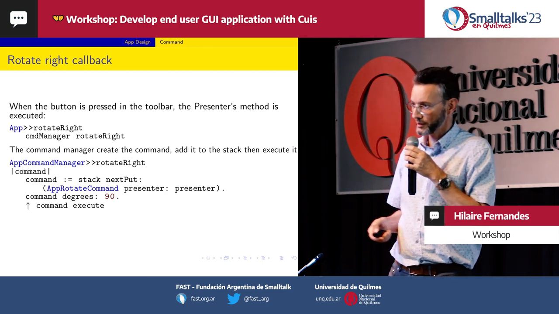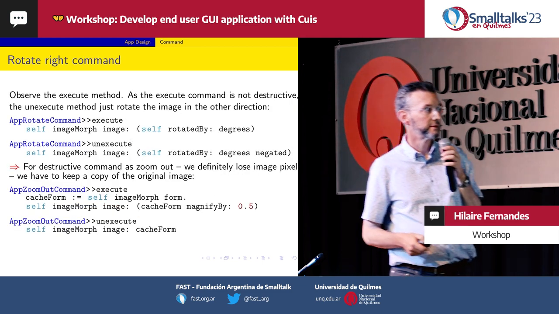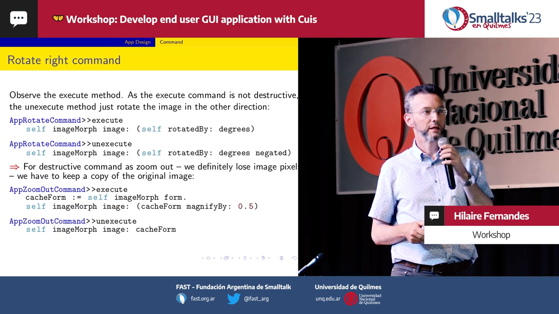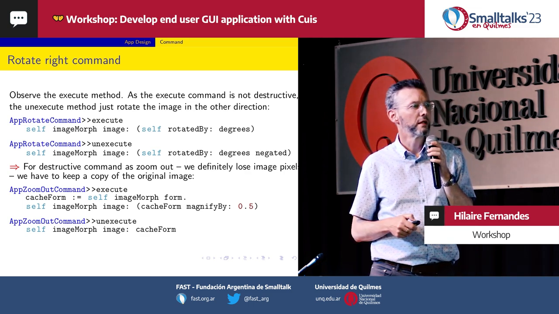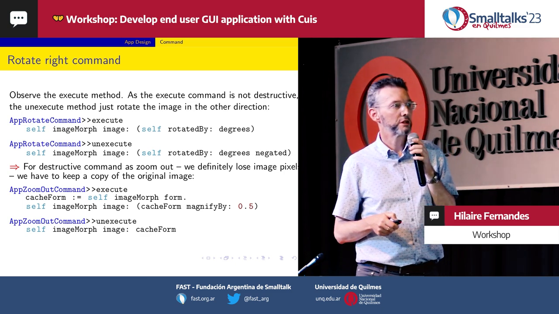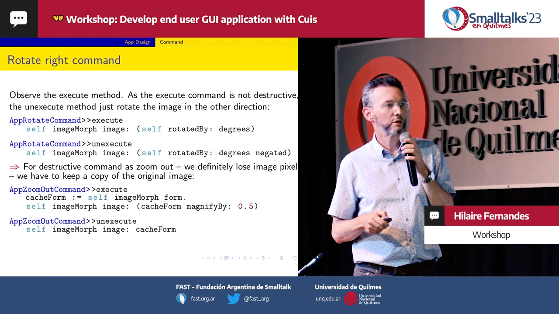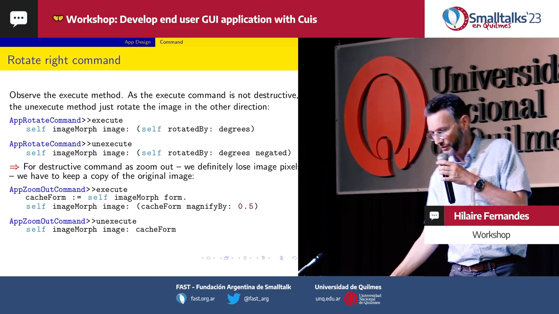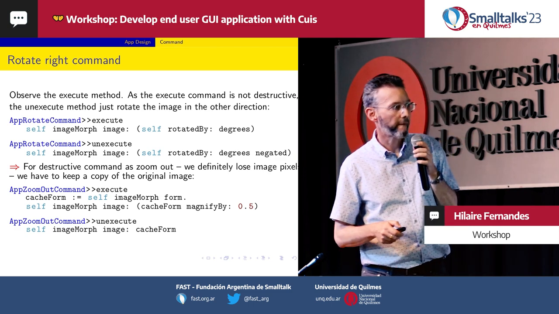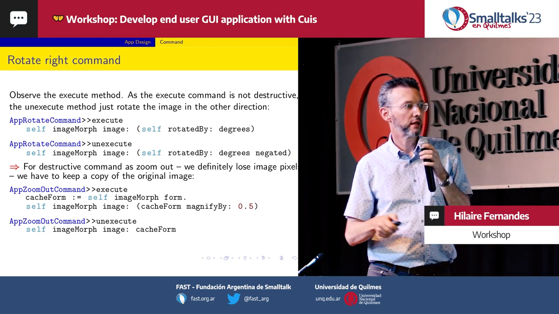So now we have to look at what is happening when we execute the command. Okay, so let's look. Again, this will be low level, boring code. So this is where the stuff is really happening. Image morph is just one method that is defined in the command hierarchy. So we change the image form, what do we do? We rotate by degrees. And again, here we just fetch from the view the initial form. I will show you the details after that if you want.